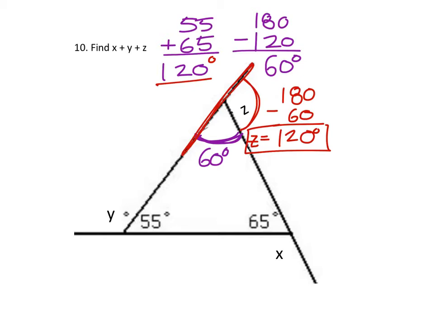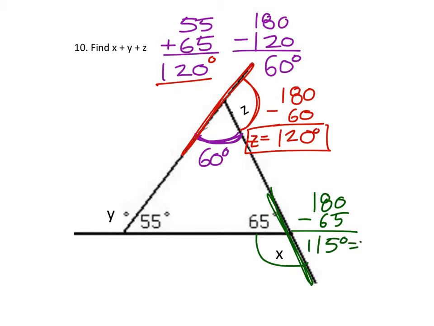Next up, I'm going to solve for angle X here. Alright, so I got that 65 degrees. This is a straight angle still. So I got 180 degrees minus the 65 degrees, and then I get 115 degrees. So that's my X angle.